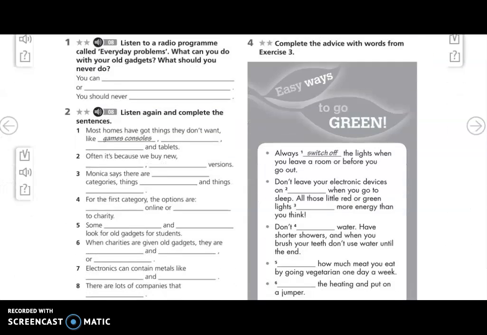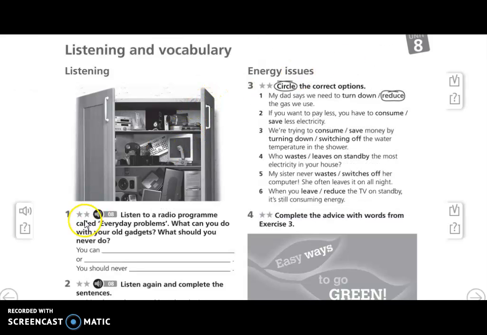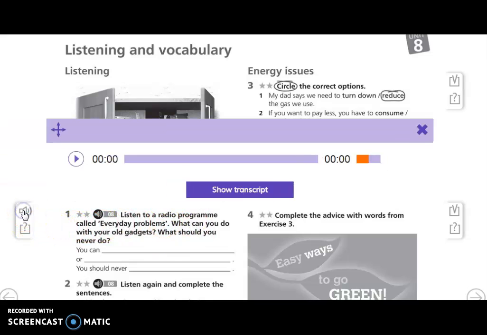Now please move quickly to your workbook, page 79. Let's start with the first exercise. Listen to a radio program called Everyday Problems. What can you do with your old gadgets? What should you never do? Please listen carefully and try to answer these questions. Track 8. Listen and answer.